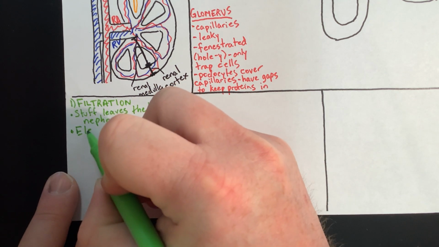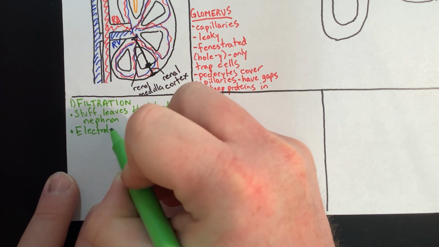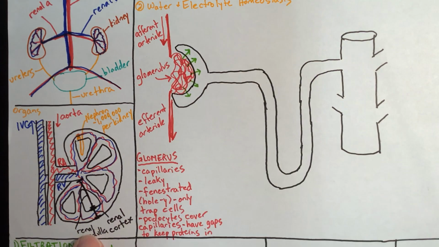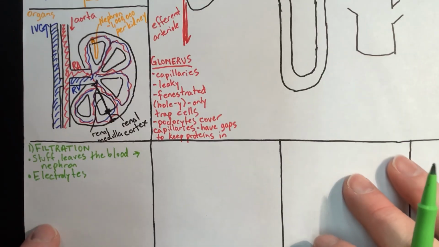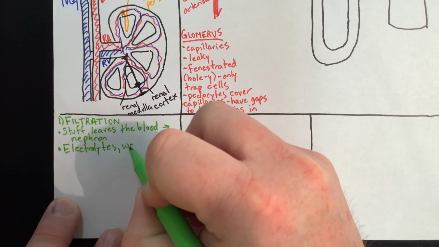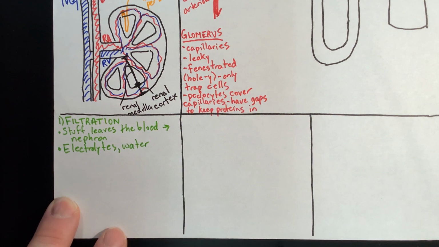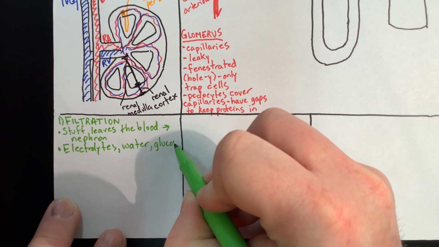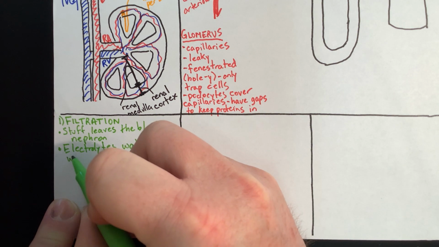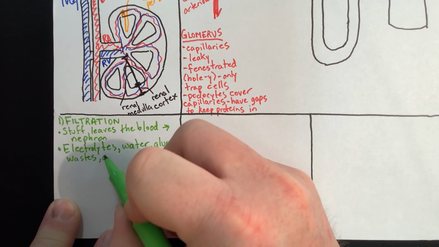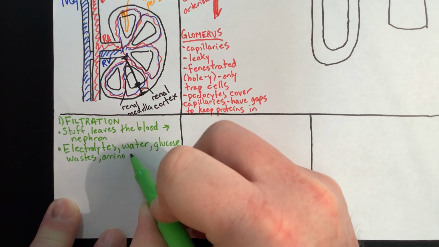Let's make this list. So that's electrolytes. And we said that the urinary system is in electrolyte homeostasis. So that's important for us to keep track of, and water homeostasis. So let's put water on that list. Water's moving out. Glucose, wastes, amino acids.